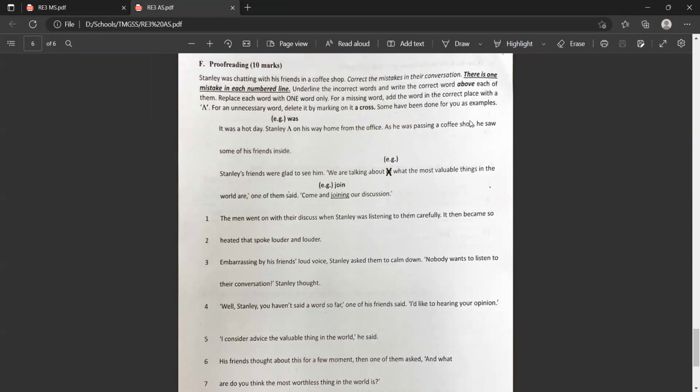Okay, so you read the instructions. Stanley's friends were glad to see him. We were talking about what the most valuable things in the world are. One of them said, come and join our discussion. The man went on with the discuss when Stanley was listening to them carefully. So went on with the discussion.